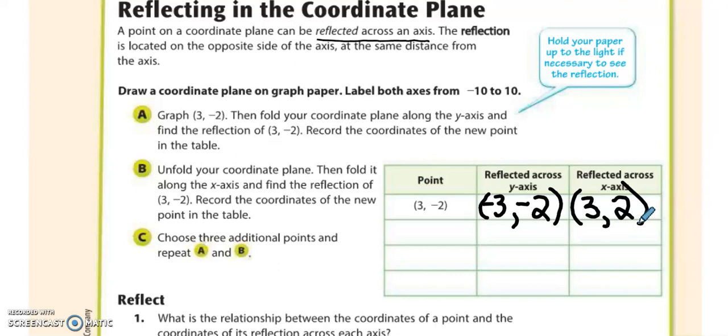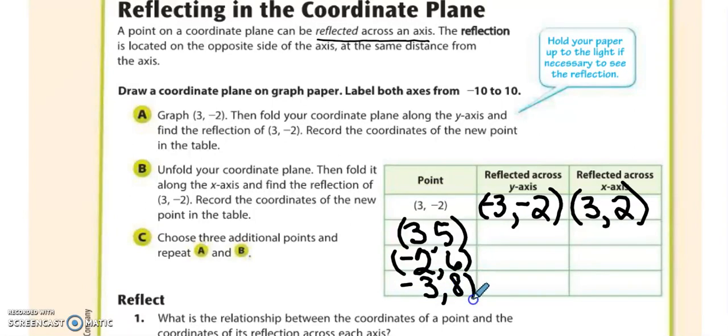What I'd like you to do is take a second, pause this video, and then practice the following points. If I were to give you some points at 3, 5, and I would give you another point at negative 2, 6, and lastly a point at negative 3, 8. I'd like you to try it and see if you can do them on your own.